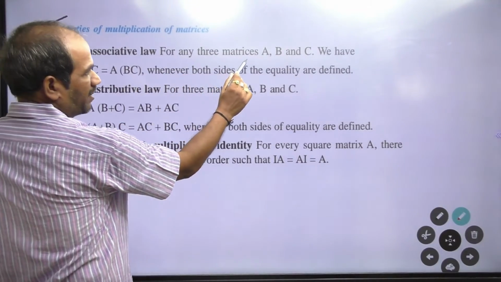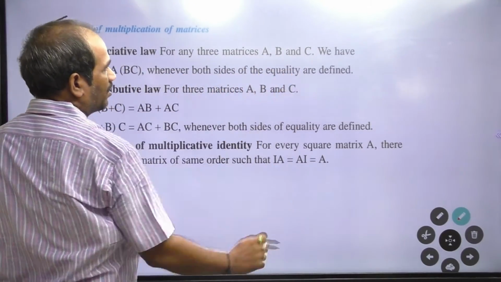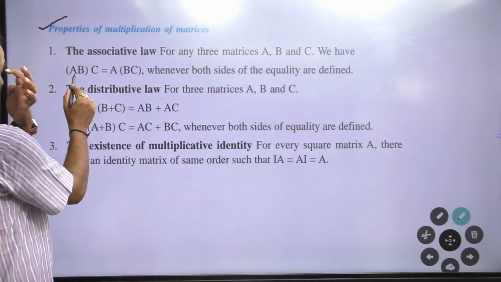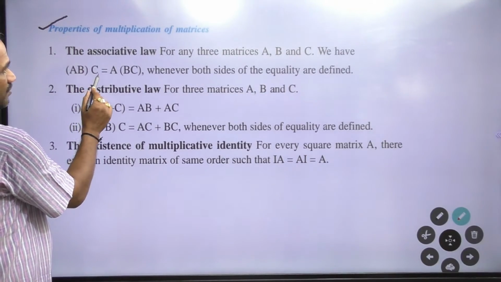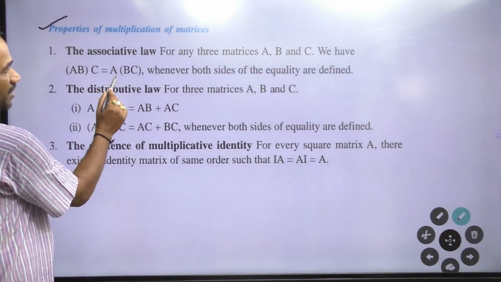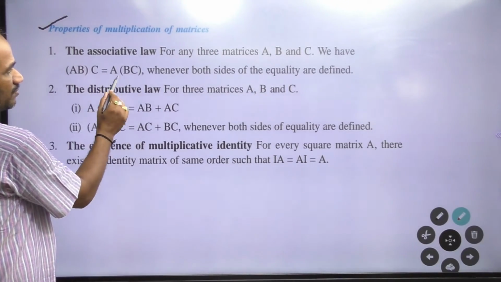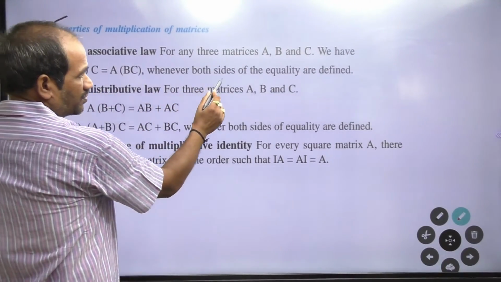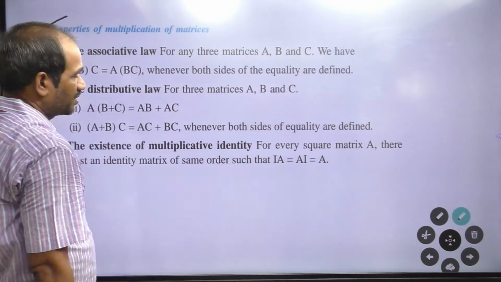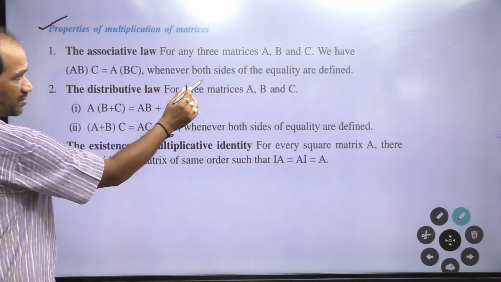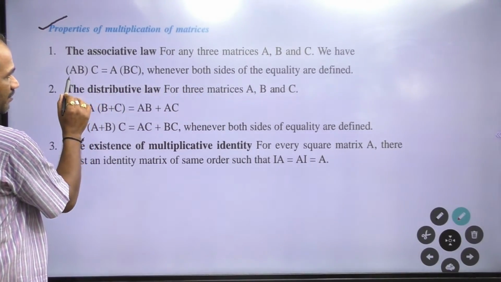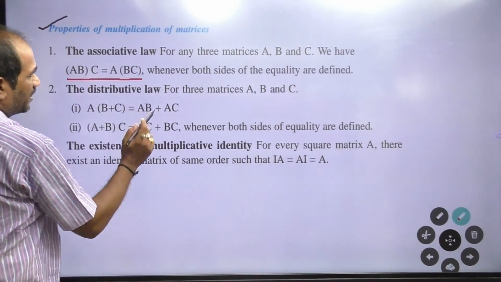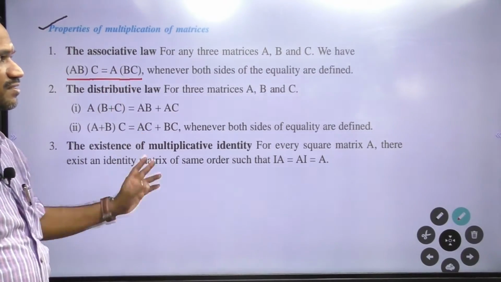For any three matrices A, B and C, we have (AB)C is equal to A(BC). This is the associative law, whenever both sides of the equality are defined. So (AB)C is equal to A(BC), and the associative law is satisfied here.